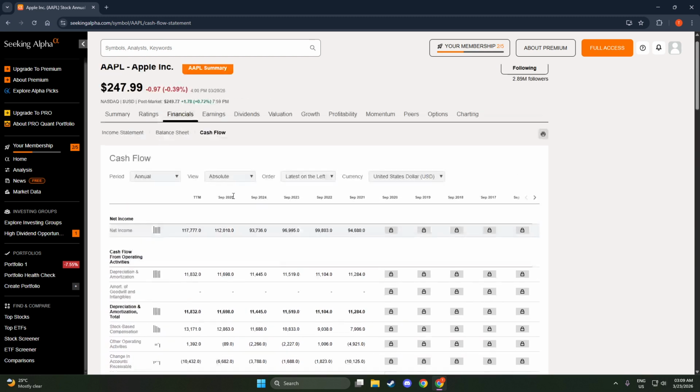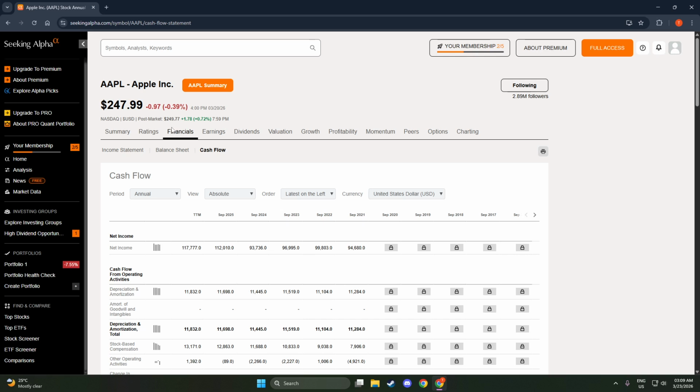Go to the stock page, open Financials, and switch the tables to Annual. With those simple actions, you'll have a reliable, structured look at a company's fundamentals that supports smarter, long-term investment research.